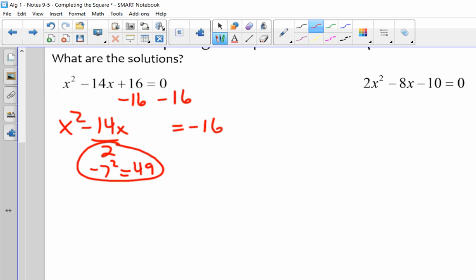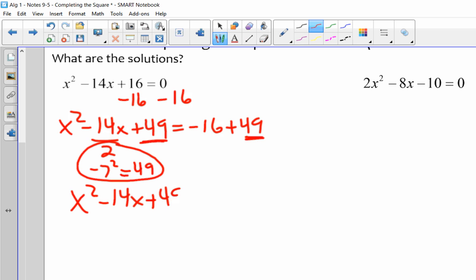The next step says to add it to both sides. So remember, that number is going to go in the space that I created, but add it to the other side. So a lot of kids get caught up in just doing it here, and they forget to go over here. So make sure you remember both sides. Let's clean this up a little bit. I'm going to rewrite it with x squared minus 14x plus 49. And over here on this side, I'm going to add those together, and I get 33. Okay. All right. I'm going to factor this now.